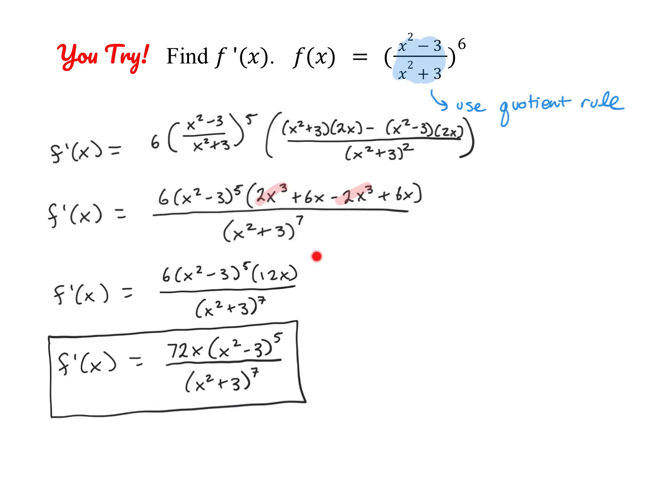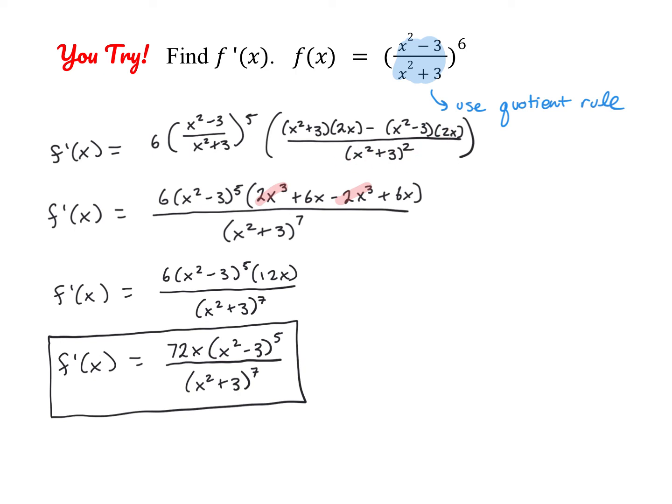All right, go ahead and check your work here. So here you can see our outermost function is that x to the power of 6. So we use our power rule here. So 6 times all of this to the power of 5. And then to take the derivative of our innermost function, we do need to use our quotient rule here. So remember, low d high minus high d low, all over low squared.